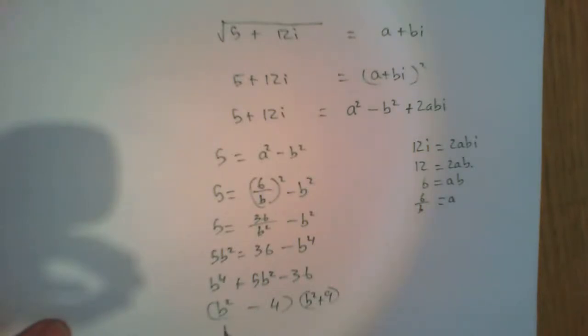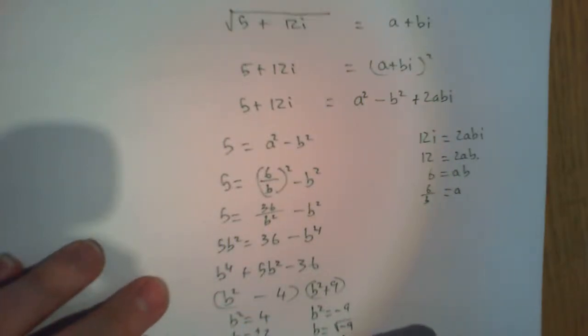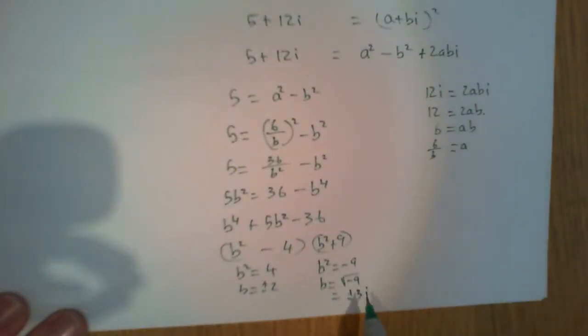Okay, so if b squared is equal to minus 4, that means b squared is equal to 4, and b is equal to plus or minus 2. And similarly, if b squared is equal to minus 9, then b is equal to the square root of minus 9, which is plus or minus 3i, because you've got a minus there. Okay, so if that's the case, then we can sub all of these back in, and we can figure out what the a value is.